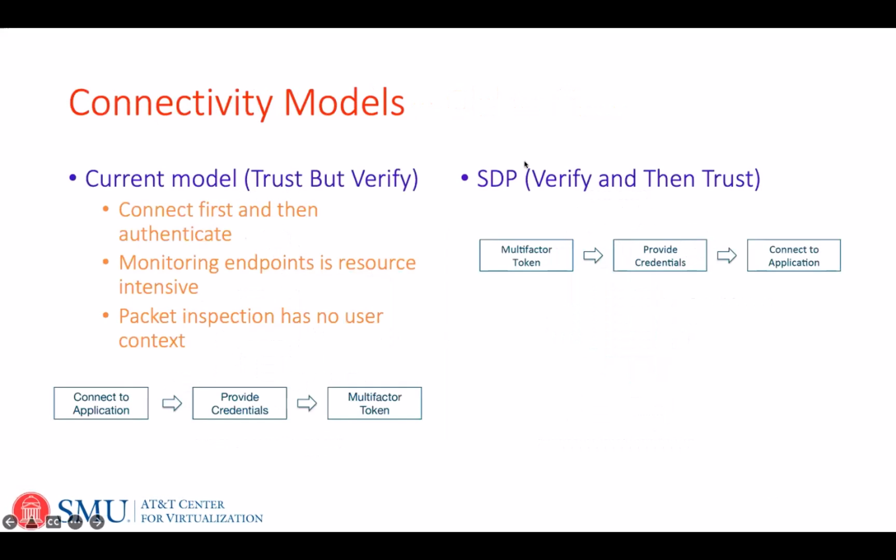All right. So based on that architectural shift, this is how the connectivity models are going to change. On the left side, that is the legacy connection model, right? Just look at it. I will just connect to the application, provide credentials and a multi-factor token, whatever. So for example, if you go to an e-commerce site or your bank site nowadays, you have to use multi-factor authentication, right? But the truth is, you already know where to go. You connect, and then they verify your credentials.